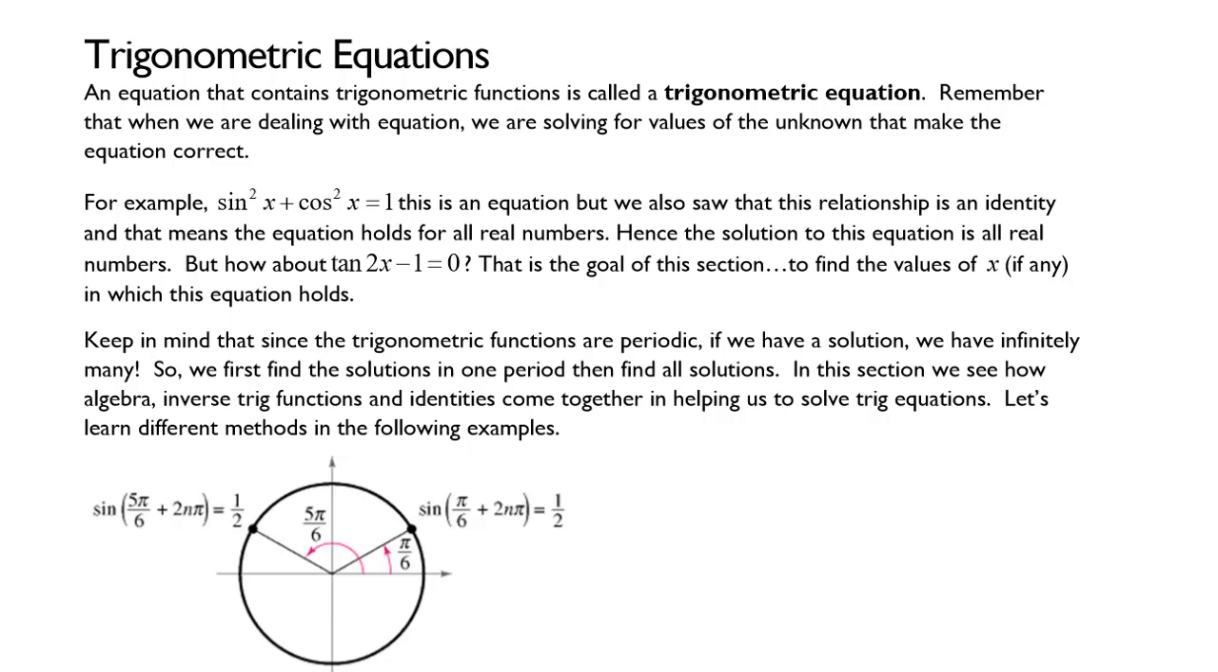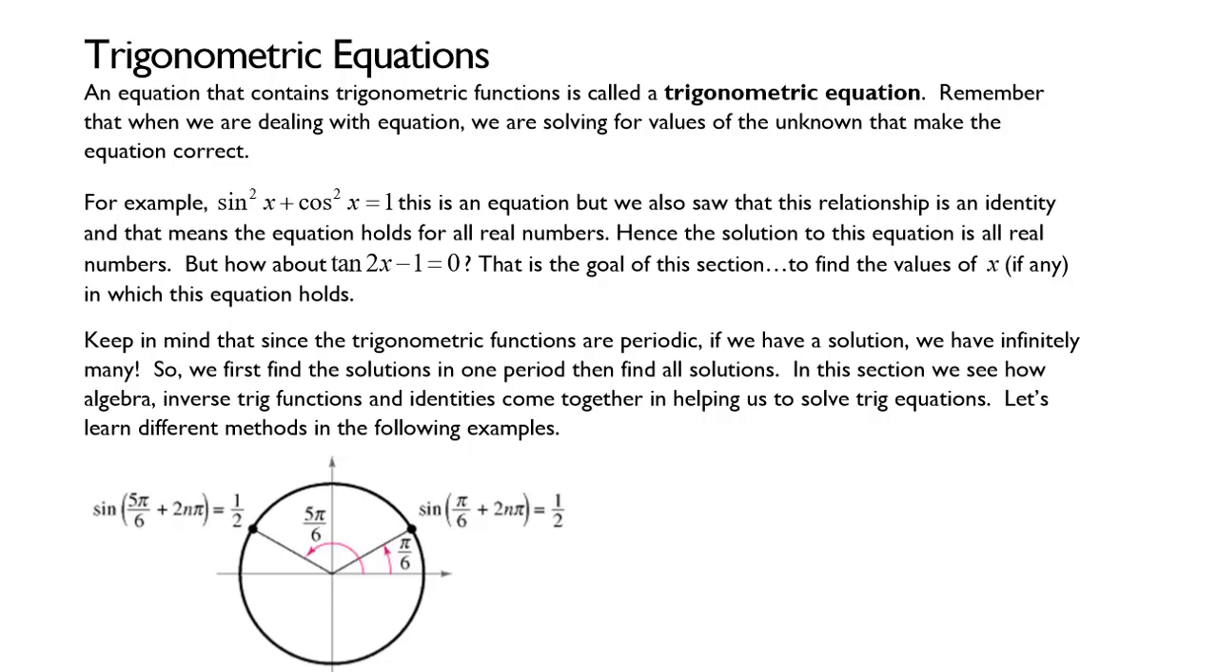Welcome to part 1 on trigonometric equations. An equation that contains trigonometric functions is called a trigonometric equation. Remember that when we are dealing with equations, we are solving for values of the unknown that make the equation correct. For example, if we had sine squared x plus cosine squared x equals 1, this is an equation, but we also saw that this relationship is an identity. And that means the equation holds for all real numbers.